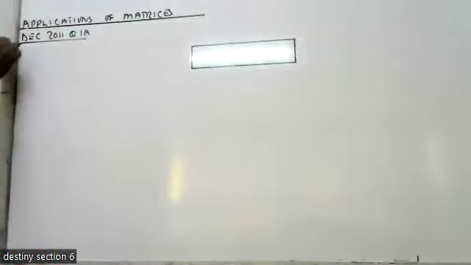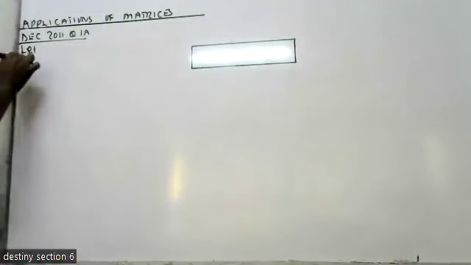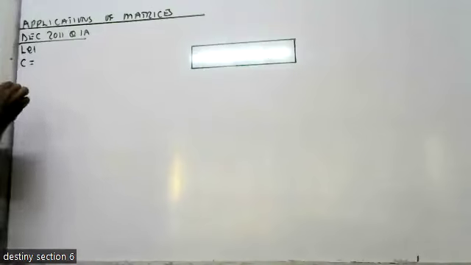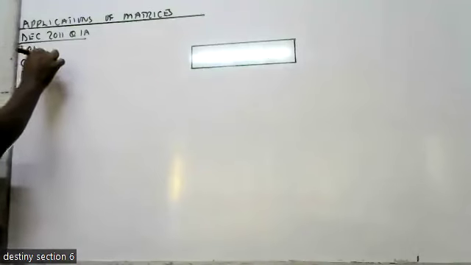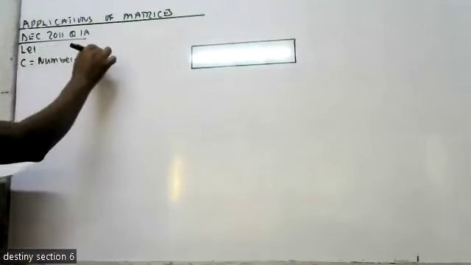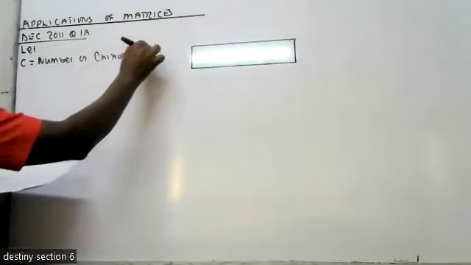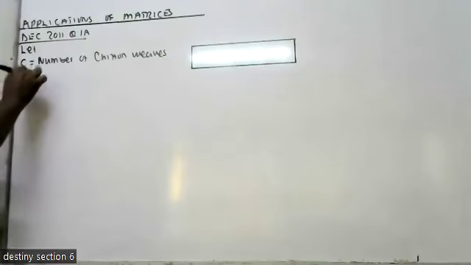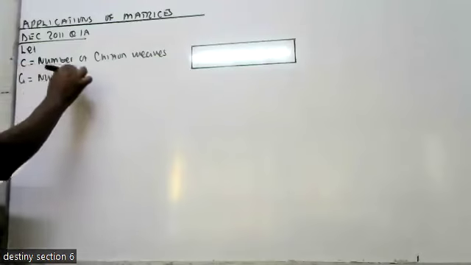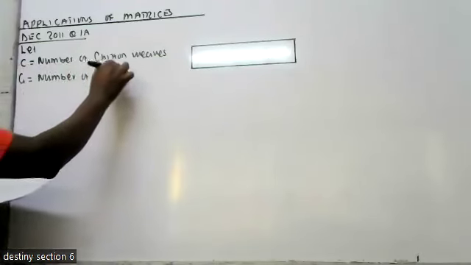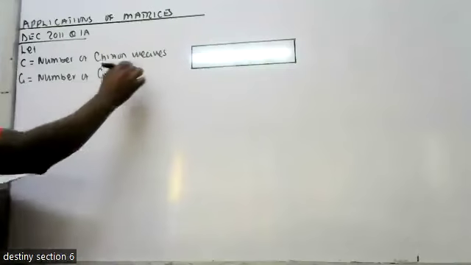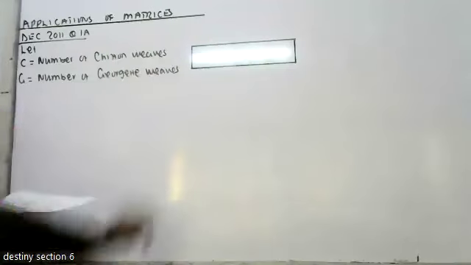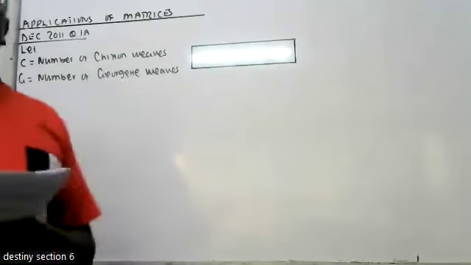So we begin again and say let C represent the number of chiffon weaves. Don't know whether that is how it's pronounced. G to represent the number of georgette weaves. The number of georgette weaves sold.